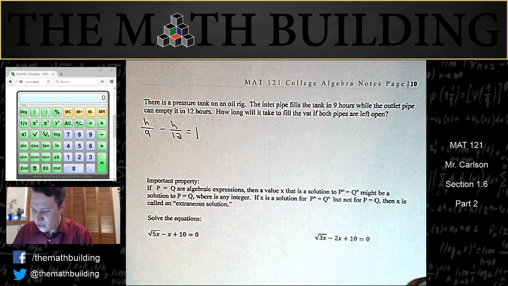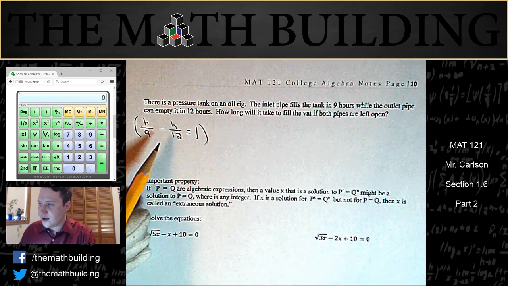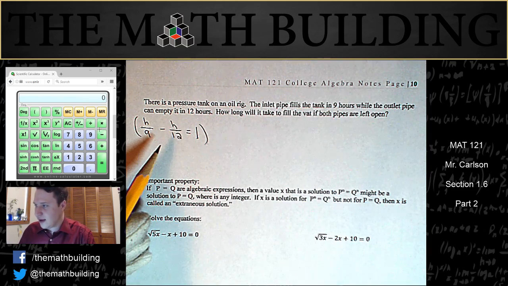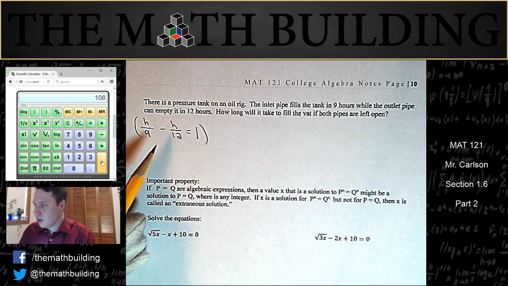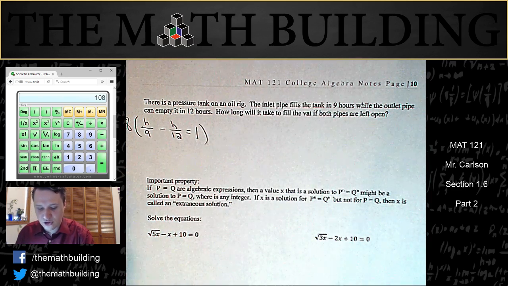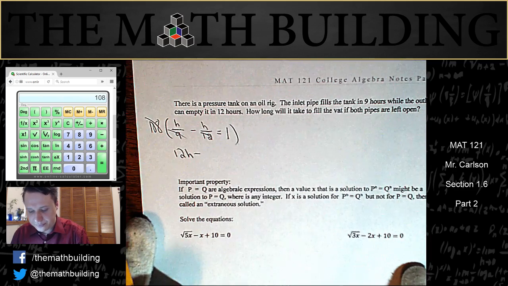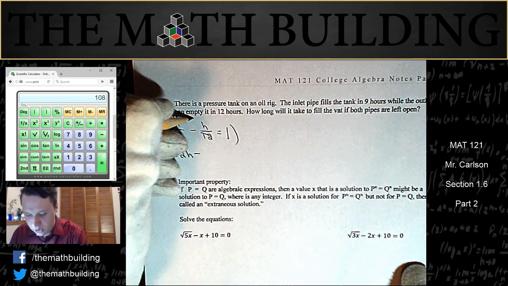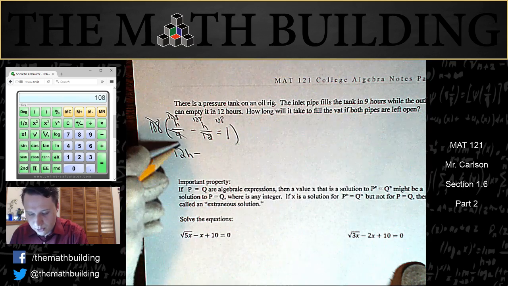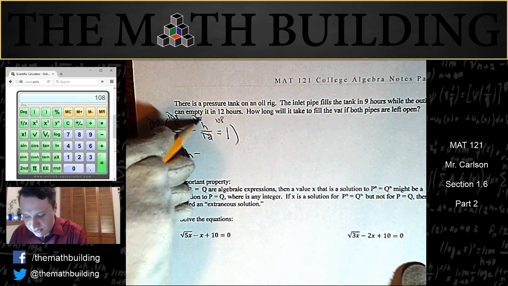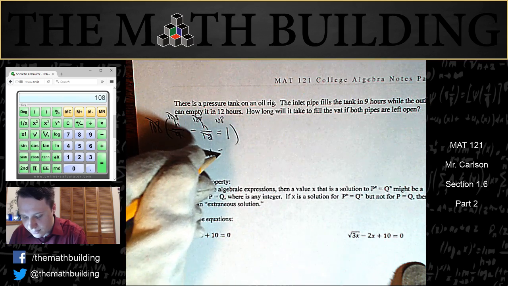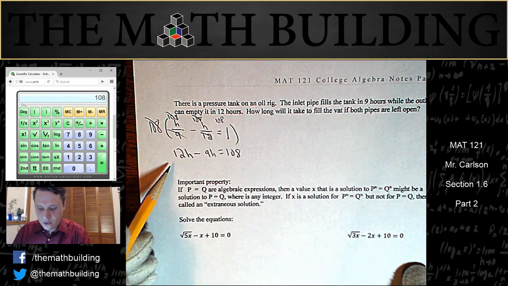So let's solve this equation for H. To solve an equation with fractions, the first thing to do is to multiply. I want to multiply by a number that'll cancel 9 and 12. So let me grab my calculator and do 9 times 12, which is 108. So let's multiply the entire equation by 108. Remember, you're multiplying all of these by 108. So 108 cancels with 9 to make 12. 108 cancels with 12 to make 9. And 108 times 1 is 108.